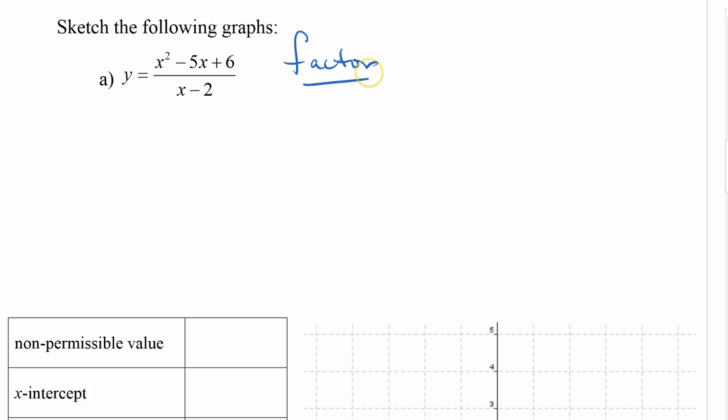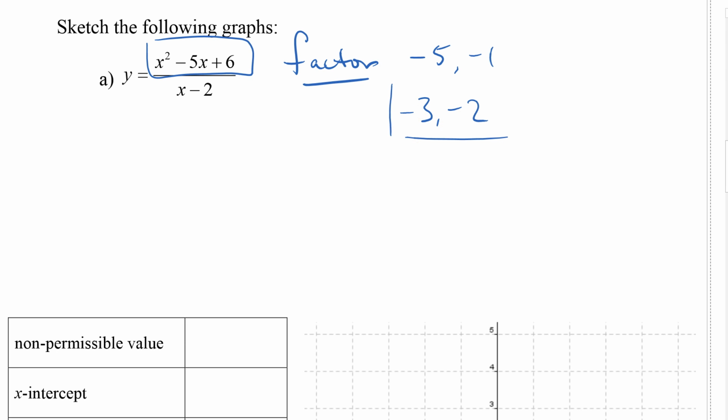Thinking about the numerator, we want two numbers that have a product of 6 and a sum of negative 5. So negative 5 and negative 1 would work, wouldn't they? Oh, no, wait a minute. Going to have to think about this one. That one didn't work. How about negative 3 and negative 2? Yeah, that would work, because if I multiply them out, I get a positive 6, and if I add them together, I get a negative 5.